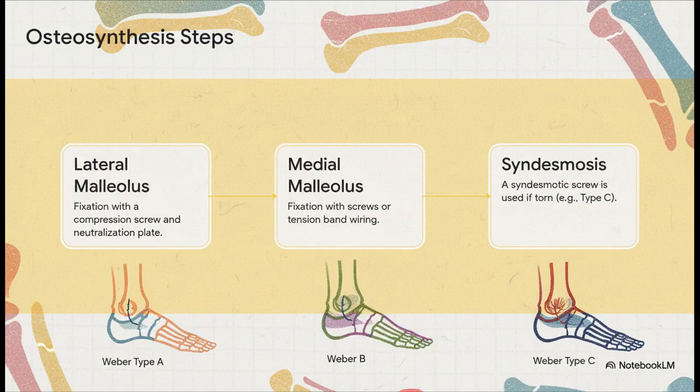So, what does that surgery actually look like? Well, here's the standard game plan. It's a step-by-step process. Step 1, you always fix the lateral malleolus first. Get that fibula back to its proper length and rotation. Step 2, you turn your attention to the medial malleolus. And finally, step 3, and this is only for the unstable ones, you address the syndesmosis.